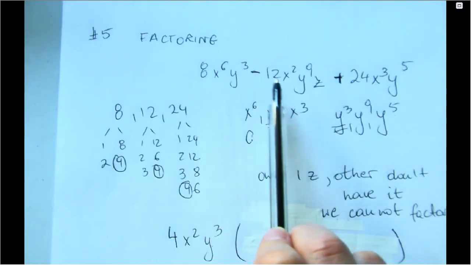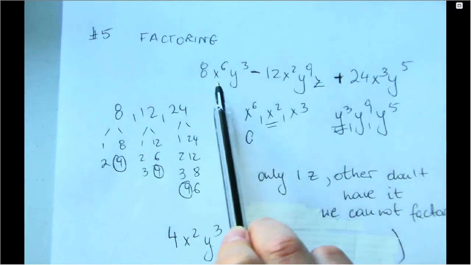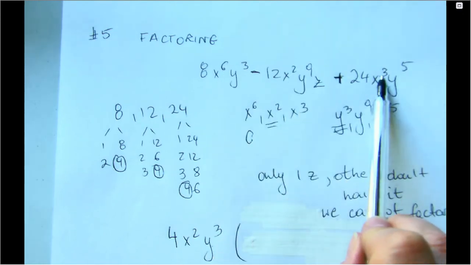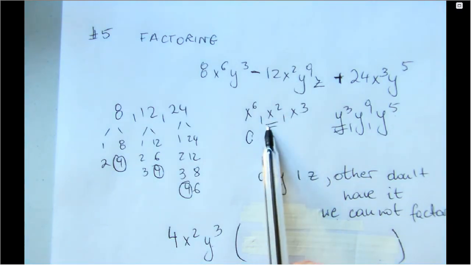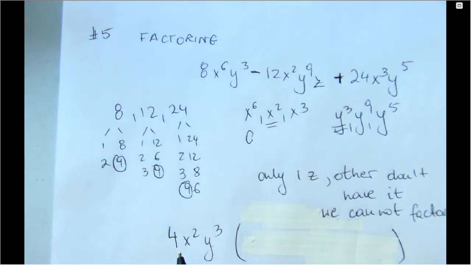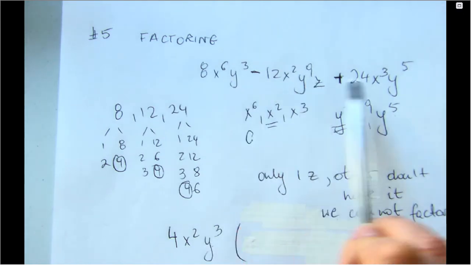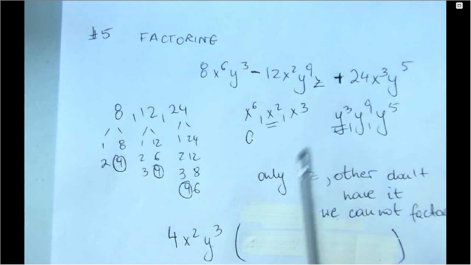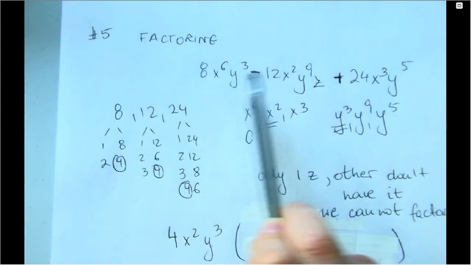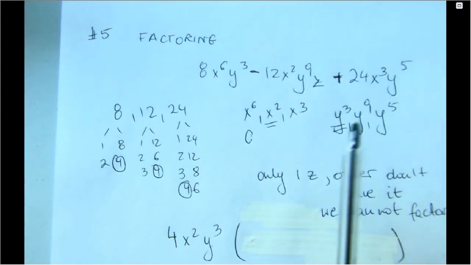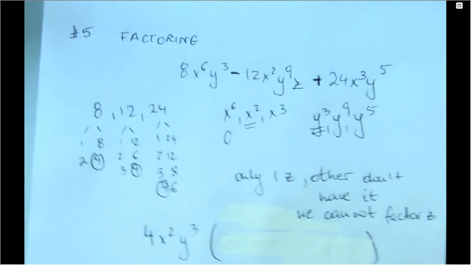Then I look at x's. Okay, so I got x to the 6, x to the second, x to the third. You don't have to list them, but I list them all and I see x squared is the smallest one. So that's the one I can take from all of them. Then I do the same with y. Y to the third power is the smallest one. And then z, there's only one z over here. There's no z here and there's no z here. They don't share the z, so that means we cannot factor this out.